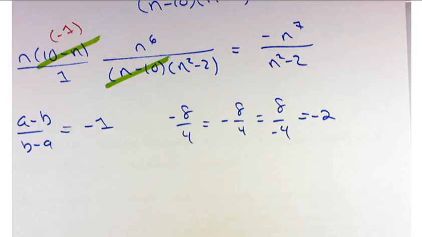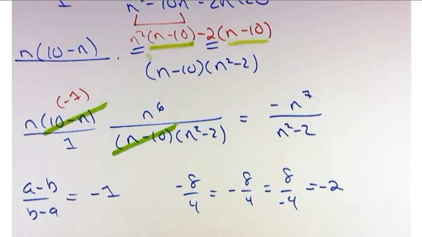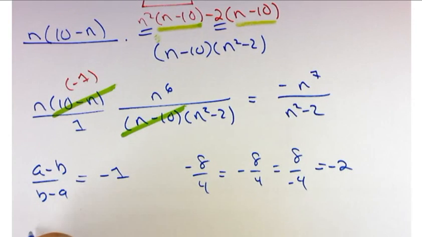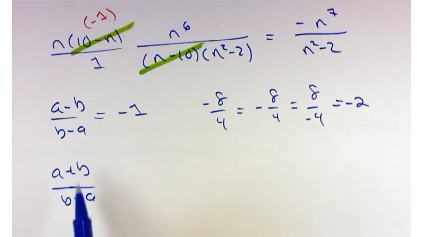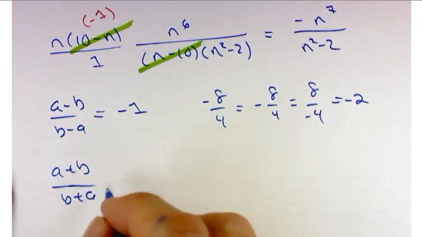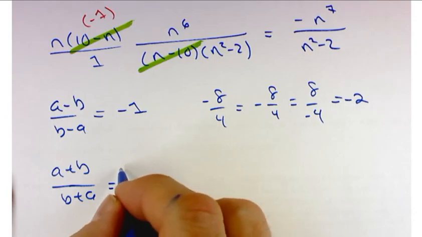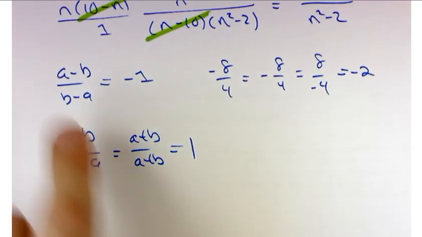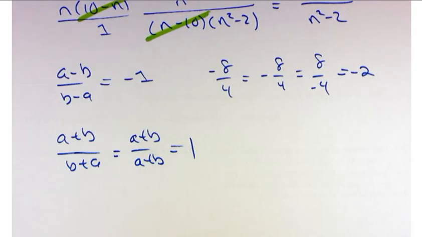So if in the parentheses, if there was addition, it would just be a regular positive 1? Yeah, if this was 10 plus n, yeah, that's an excellent question. If I had a plus b over b plus a, if they were the same signs but both positive, well, then I could just change the order on this, a plus b over a plus b, and that's 1. So, yeah, you get this because they're opposite in order and in sign. So, yeah, appreciate the question.